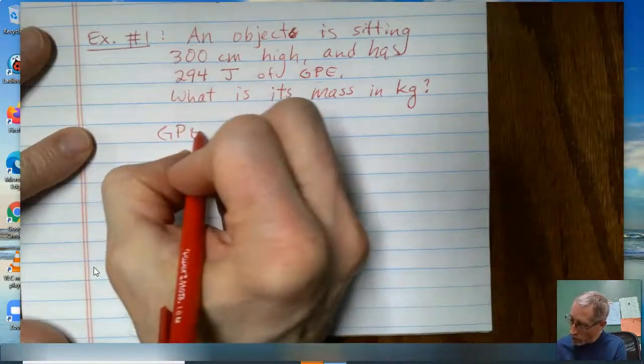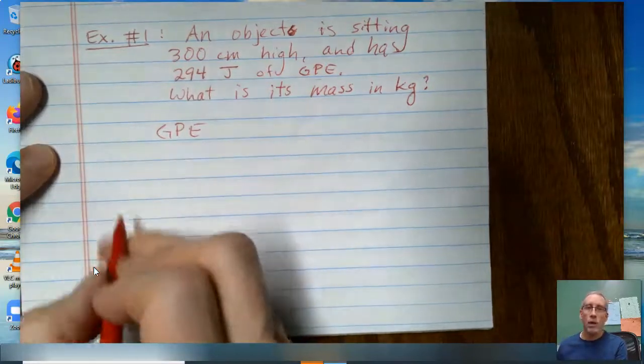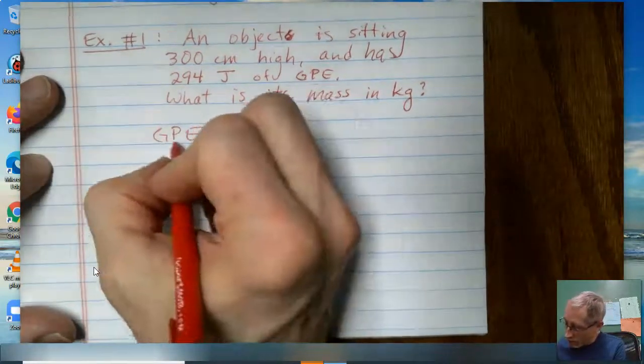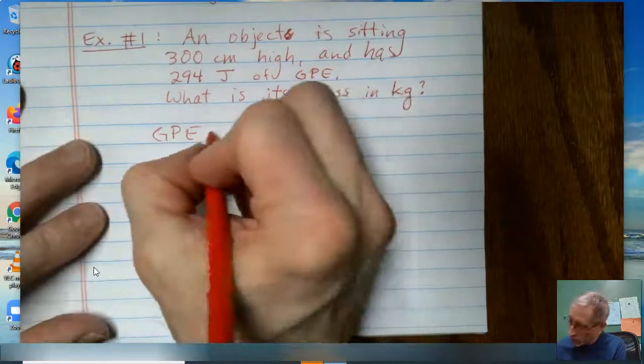By the way, I saw somebody wrote like step 1, step 2, step 3. You don't need to write the step number out. Just do each step, okay?